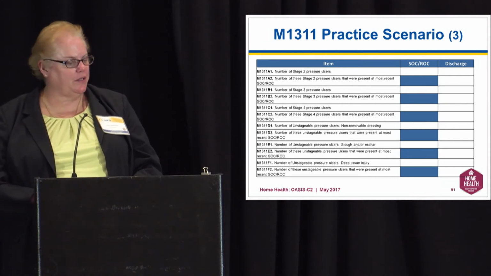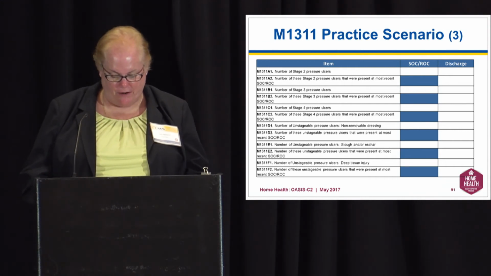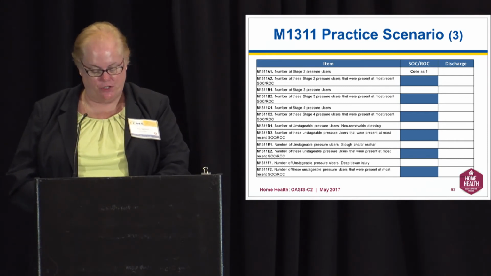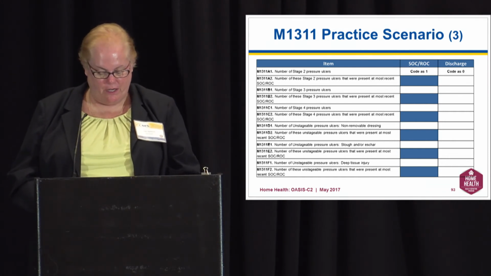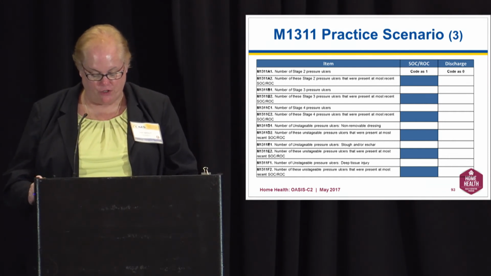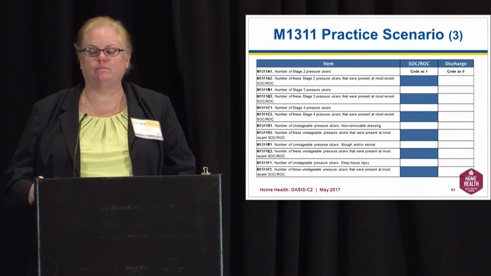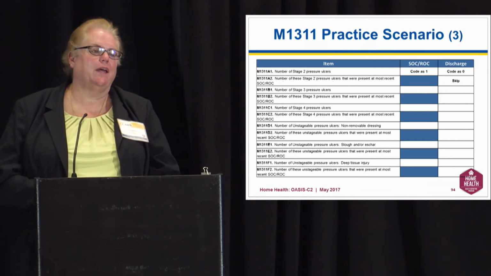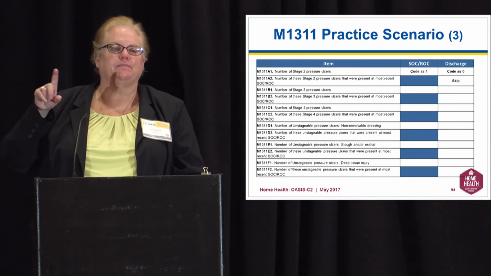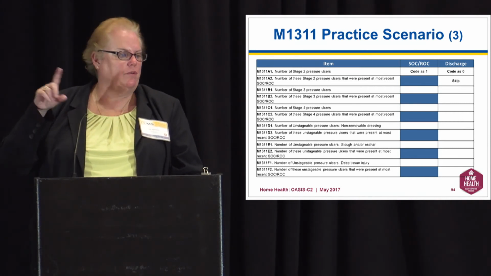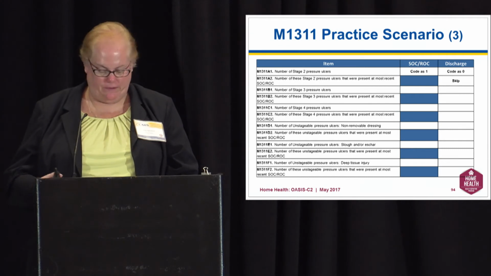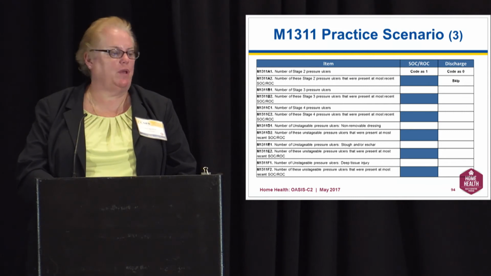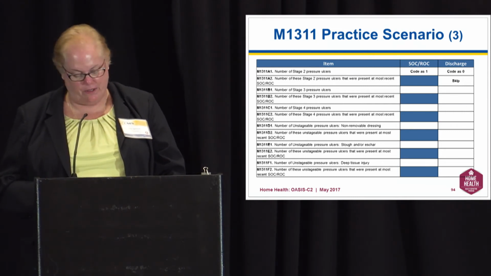Okay. All right, so let's go through this practice scenario. So the number of stage 2 pressure ulcers at SOC/ROC? Okay, good. Number at discharge? Good. How about the number of these stage 2 pressure ulcers that were present at most recent SOC/ROC? Well, actually, it's a skip. That was a little bit not a trick, but if you were doing this in your computer system, it should be programmed right in. It would be a skip. So you would skip the item, because if you don't have any, you can't say how many of these were present. That's really what the caveat is around that.